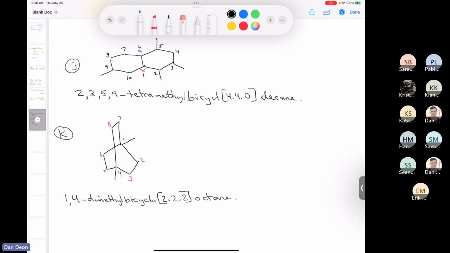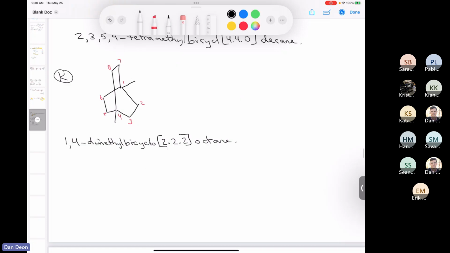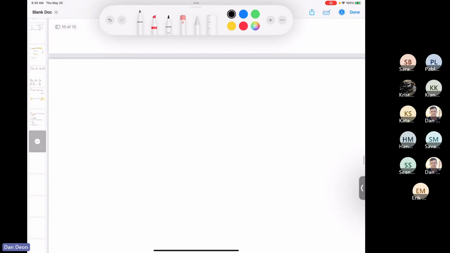All right. Let's try one where you have to draw the bicyclo compound. So see if we can give this one a shot. So draw, and see if you can make out my handwriting: 2,2,4,4-tetraethyl bicyclo[1.1.0]butane. So I want everybody to give a shot at this one.